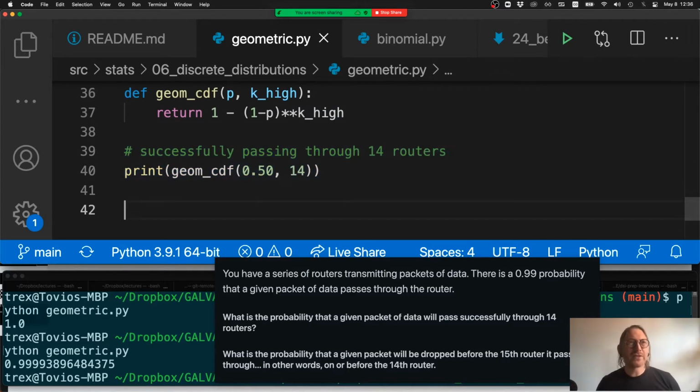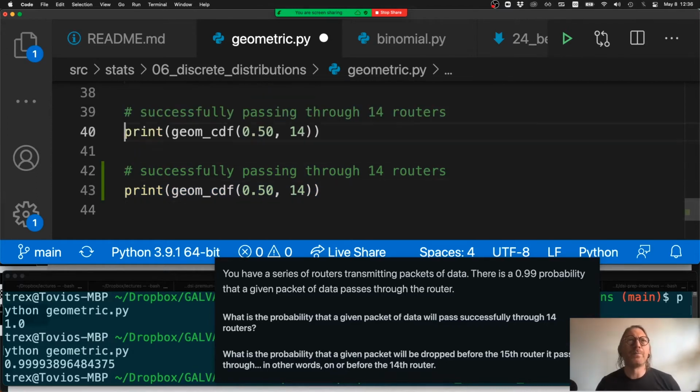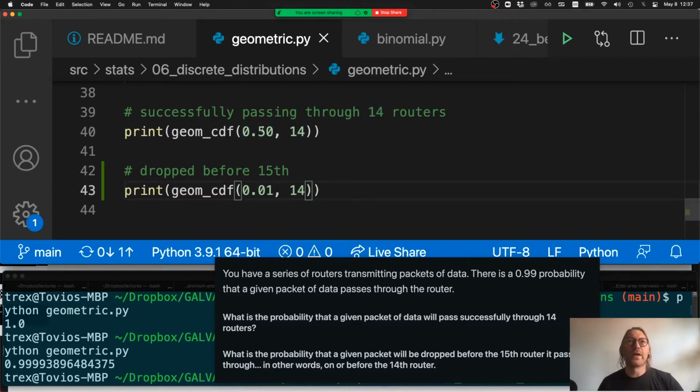I often do this specifically with geometric questions, and I'm not sure exactly what it is, so that gets me hung up on them. What's the probability that a given packet will be dropped before the 15th router it passes through? So dropped on or before the 14th router. How about we call this dropped before 15th. So 14 is still our k high. It's going to be dropped before or on that, and this is going to be 0.01. So let's make sure that these are correct.